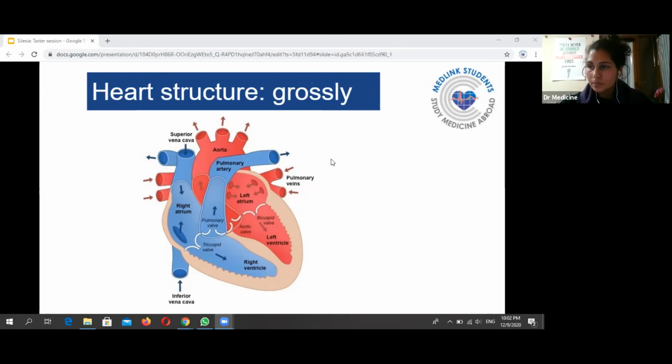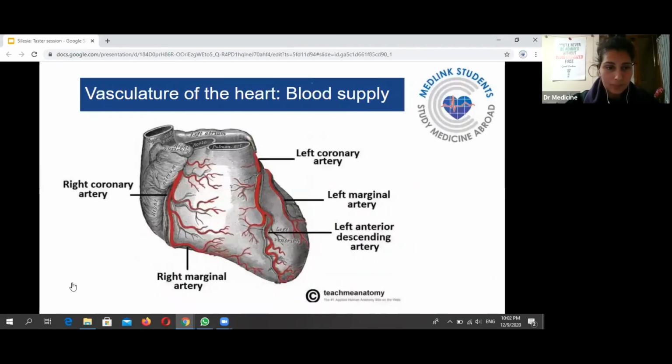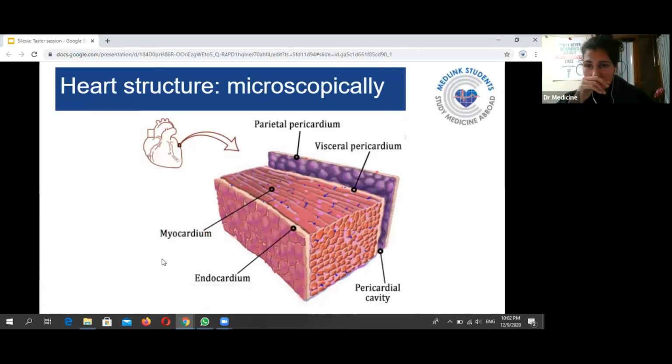Okay, so we have mentioned that. Now we would go on. So this is, of course, the gross structure of the heart, and we have the microscopic structure. Okay, so the three layers, as I briefly mentioned before. So could someone briefly explain to me, yes, the three layers of the heart.